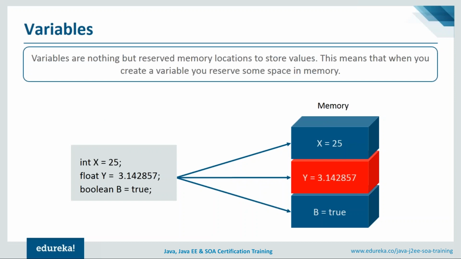Now, variables are nothing more basically than a reserved memory location to store any value that you want to use further as part of your program as such. This in turn means that every time that you wish to create a variable, you need to allocate a specific memory to it as well.